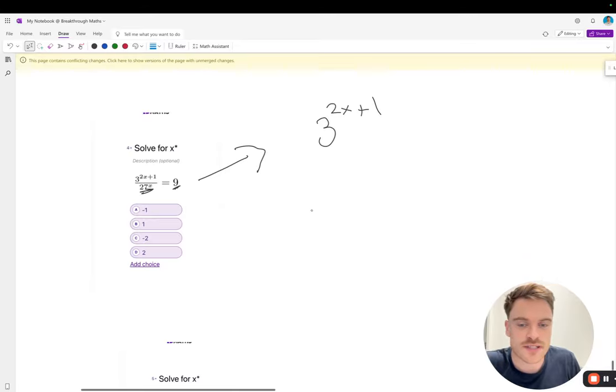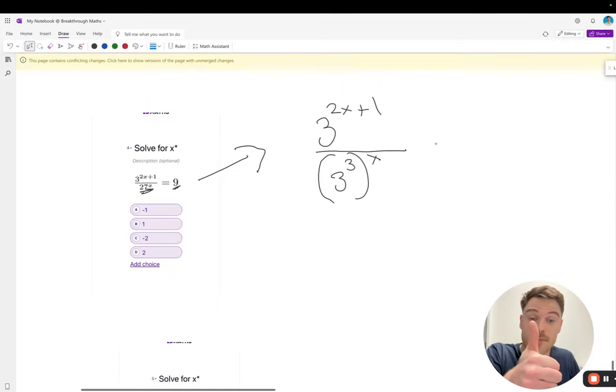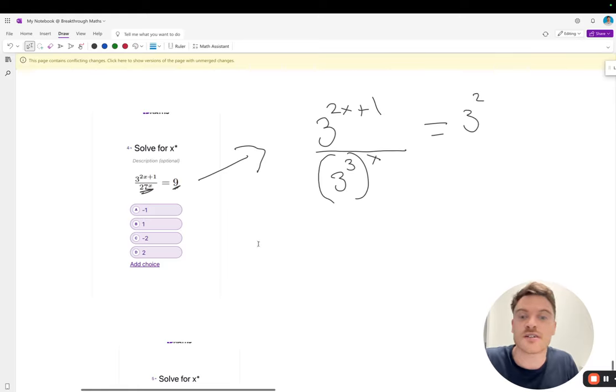So what's 27 the same as? 3 to the power what? What's 27 the same as? It's 3 cubed. So you could say 27 to the power x, which is here outside, that part's done, is equal to what's 9? 9 is 3 squared. So now they can talk because it's all the same base 3. And then you've got to work from here.